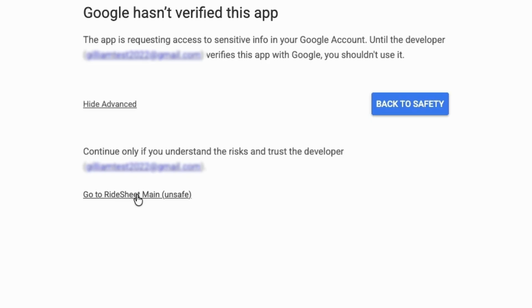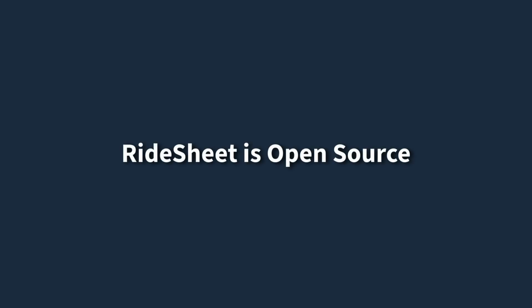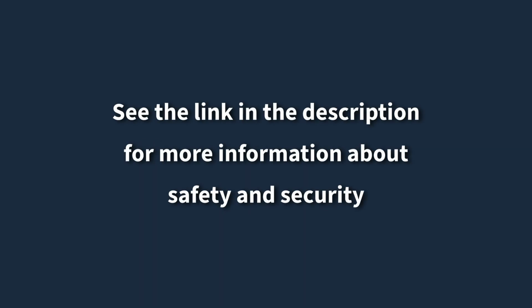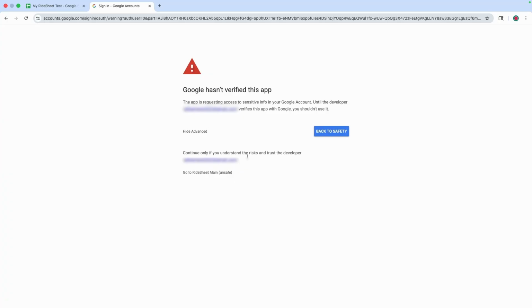Now, since Google can't directly vouch for safety in this case, I want to take a moment and talk about how we at FullPath ensure the safety of RideSheet. The key one that I want to highlight here is openness and transparency. Because RideSheet is open source, the complete source code behind it is publicly available for anyone to read. If you have any concerns about RideSheet before testing it out, we encourage you to review its source code before proceeding. The link is in the description. And with that, I'm going to click on the Go to RideSheet main to proceed.